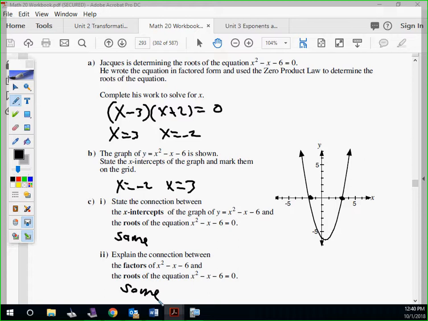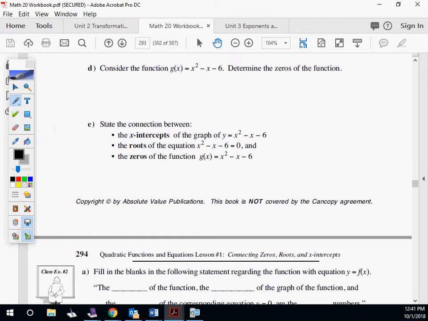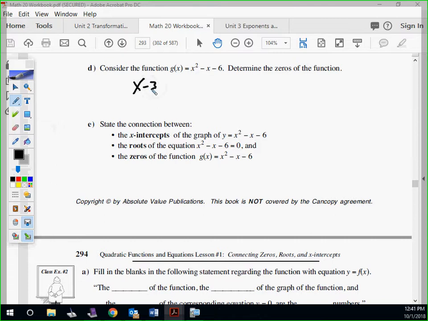Guys, if you want to even do this, we already did this right here. This is what the next part is, part D. I'll write it for you again, though. It just says consider the function, determine the zeros, right? So if you find the zeros, say the connection between all three, and you guys get it's done. Same. They're all the same values.